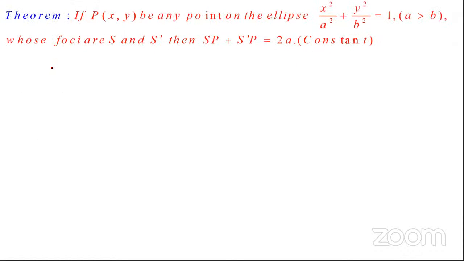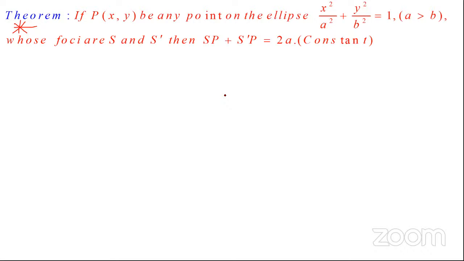Okay, next. So we have to prove this. This is the most important problem, better than the standard form of ellipse. This is the repeated question for IPE. The question: if the point P(x, y) is any point on the ellipse x²/a² + y²/b² = 1, where a is greater than b, whose foci are S and S', then SP + S'P = 2a.